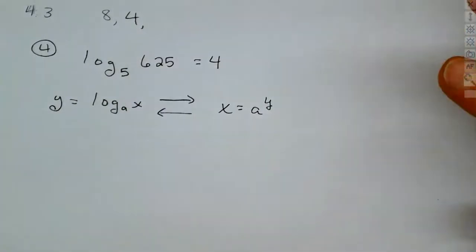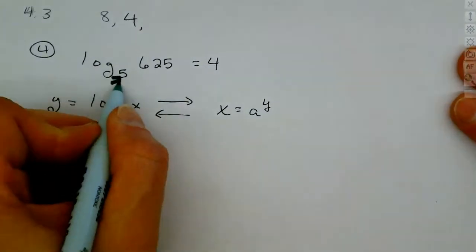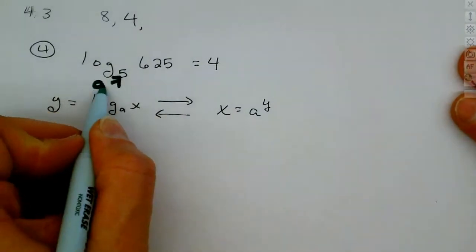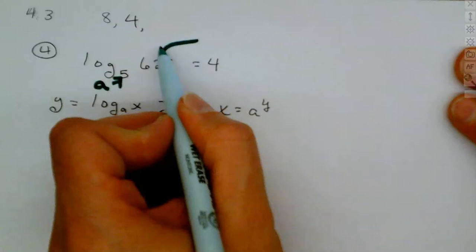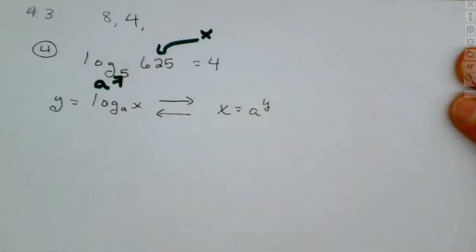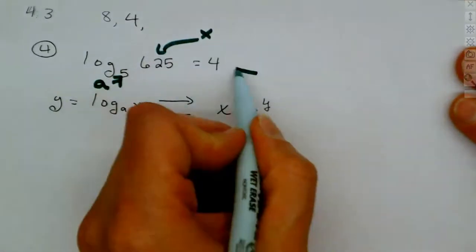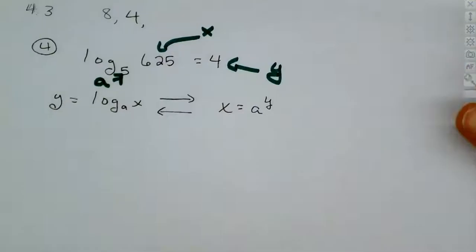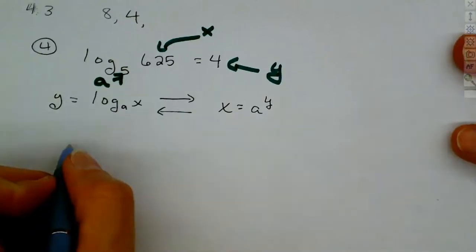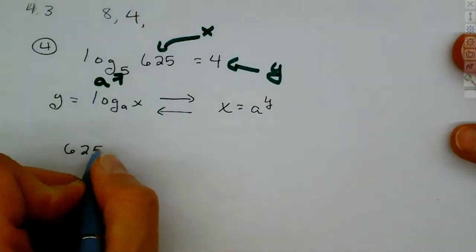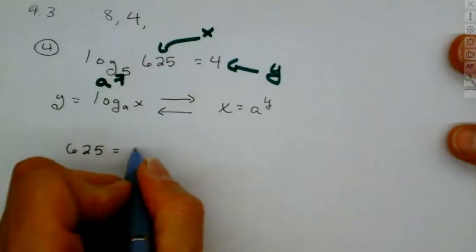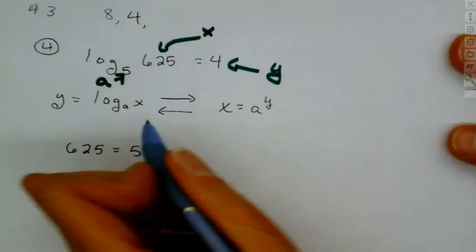When we go to convert these, we need to make sure we label the pieces. Right now it's a logarithm, so that base is the a, the 625 is the x, and that 4 is going to be the y. So what would that look like now as an exponential? As an exponential, that's going to be 625 equals 5 to the 4th power.